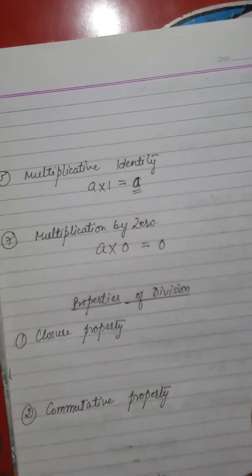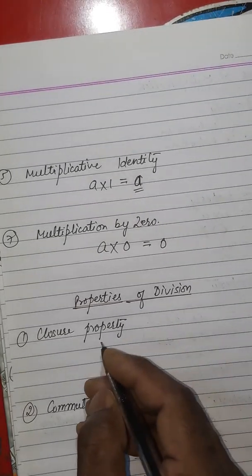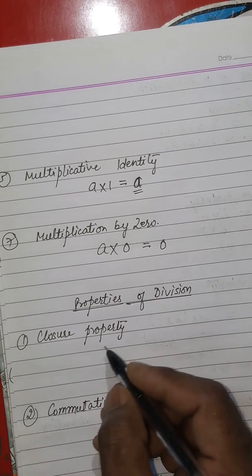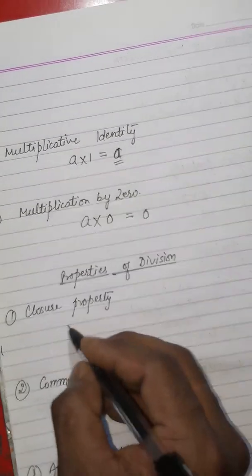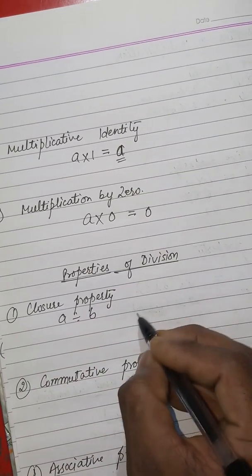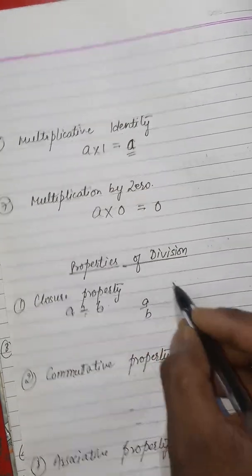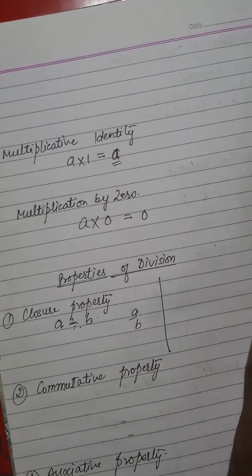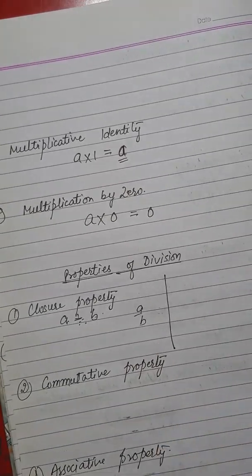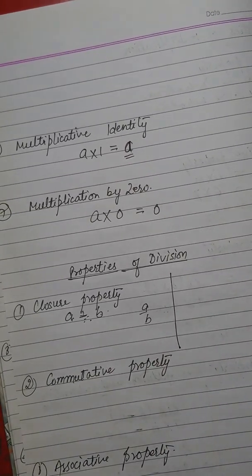Then the properties of division. The first property is the closure property. If a and b are two whole numbers, then it would be expressed by this or this. If a and b are two whole numbers and a is divided by b, we will write it like this. It is not necessary that the result will also be a whole number.